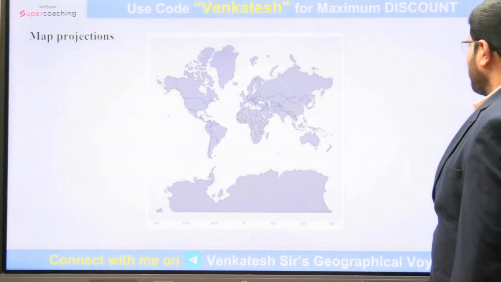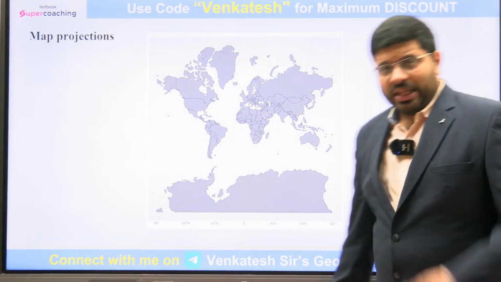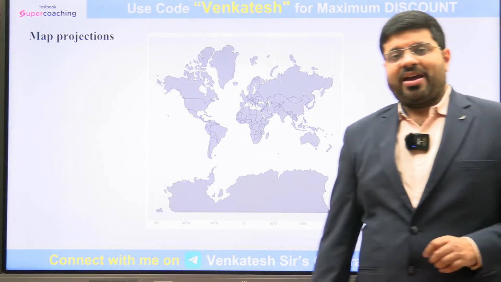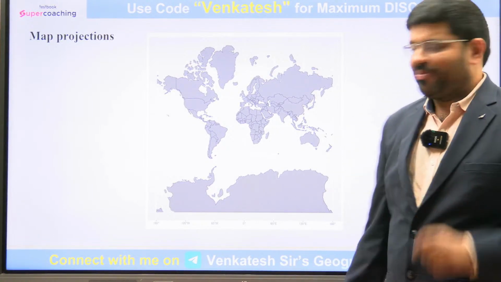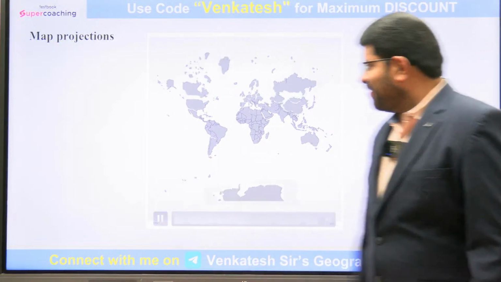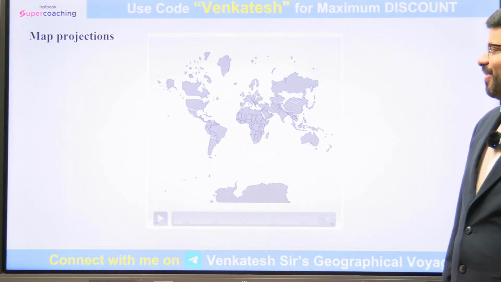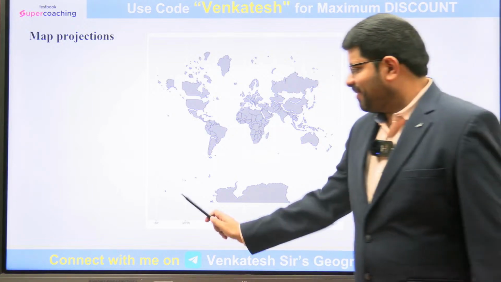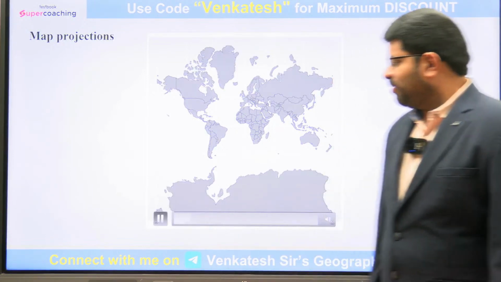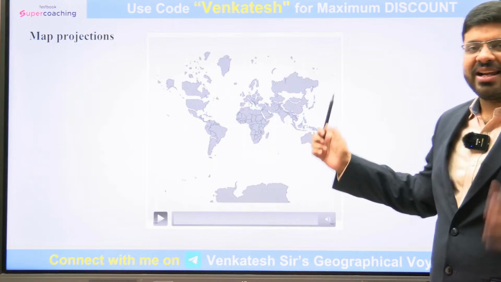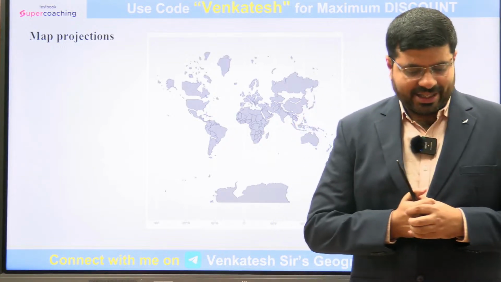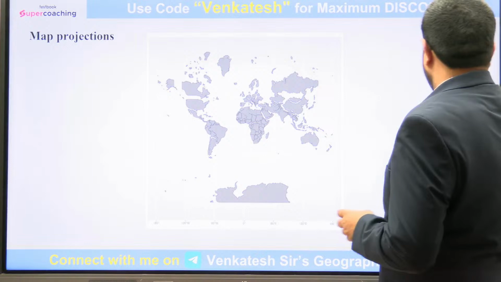So this is the thing I am trying to tell you. If I wanted to draw the world map according to the sizes of countries, it will look something like this. Look at the world map. It looks something like this. Look at the sizes, how they are shrinking. That is because of the Mercator projection.